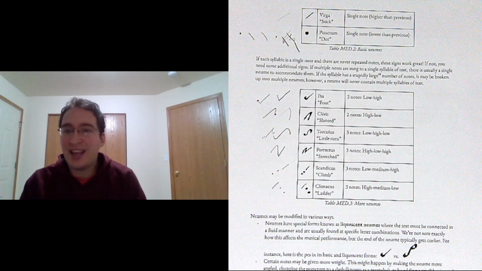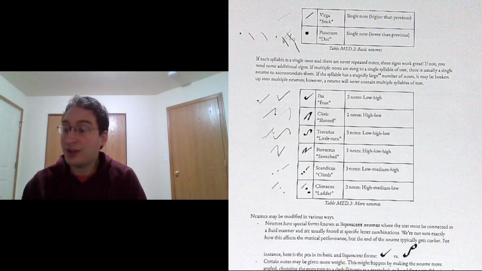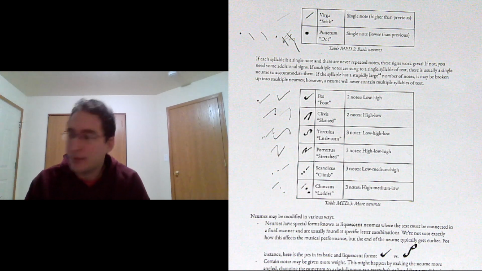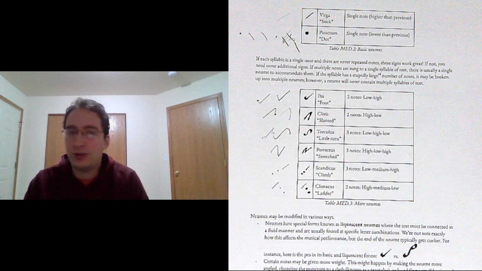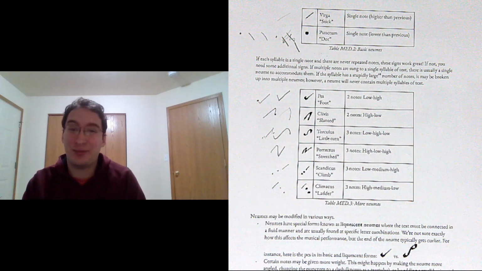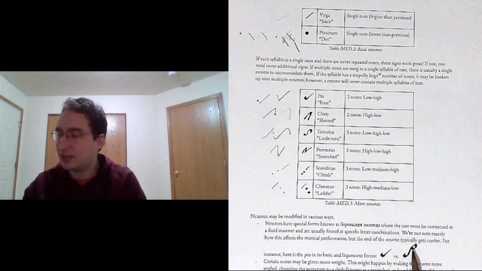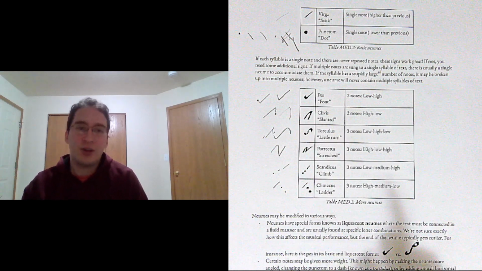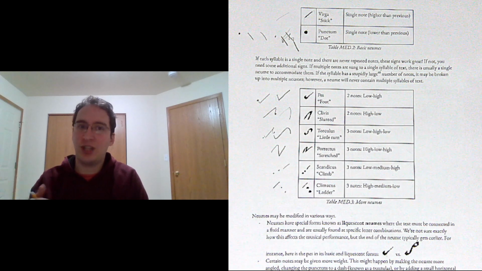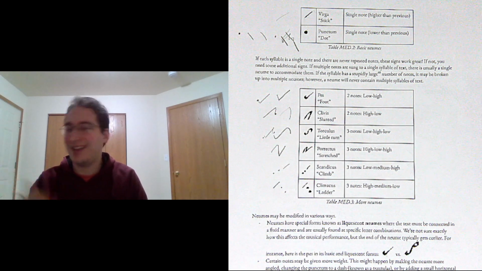There are various modifications for neumes. There are some special forms known as liquescent neumes, where the text must be connected in a fluid manner in terms of the words that you're actually saying. So it usually appears with specific letter combinations. We're not exactly sure how that affects the musical performance, but in terms of how they look, the end of the neume typically gets a little curlier. So here is a normal neume, and one with the liquescent neume. It doesn't change the actual pitch, just changes the manner of how you say that.